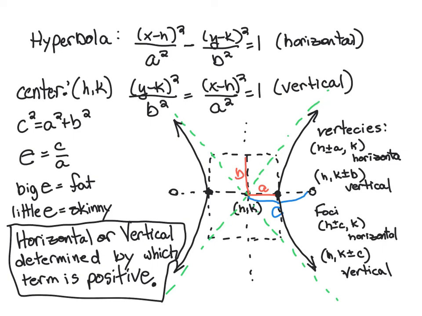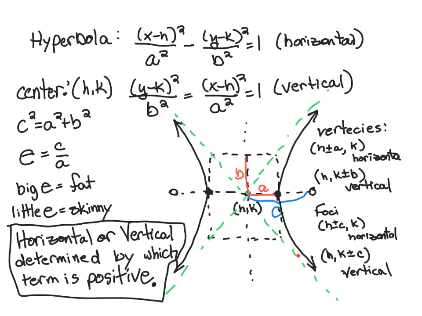Now, in the next video, I'll show you exactly how to do this, but in this horizontal case, I plotted my center HK. I went out A in the X direction, back and forth. I went B in the Y direction, up and down. And then making these little lines here, I create a box. Once I get my box, I'm going to connect the corners through the center.